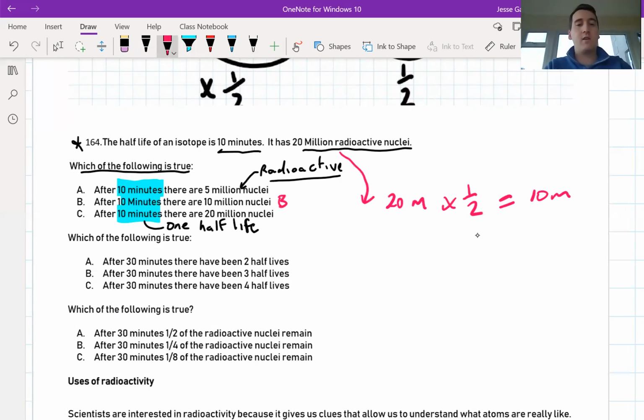B is correct. So you go ahead and finish those other 2 now, okay? And I'll see you in the next one.